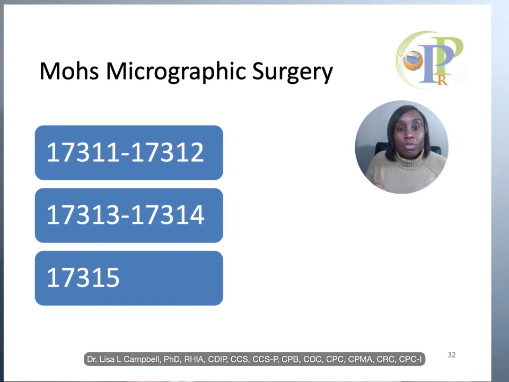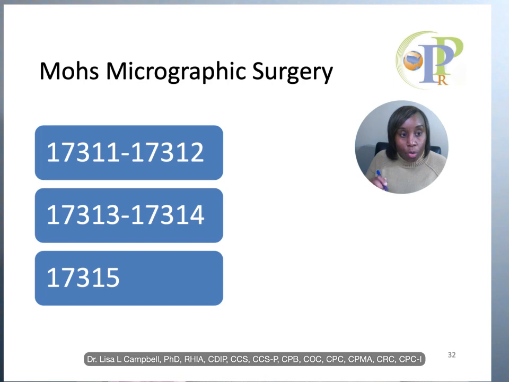The other distinguishing characteristic, and this is very important, this is really kind of deep here, but you'll notice that the first code in each of the family, 17311, 17313, are for first stage up to 5 tissue blocks. Google Mohs Micrographic Surgery to learn more about blocks, okay?